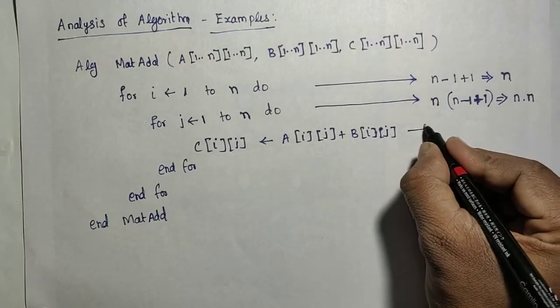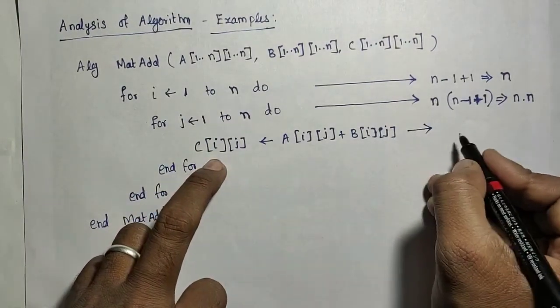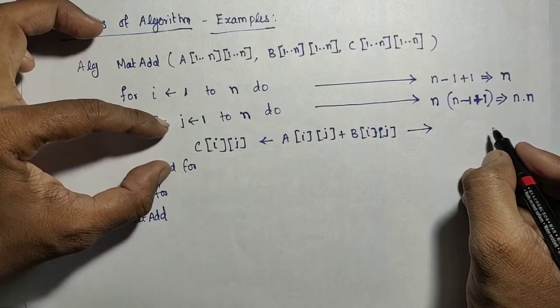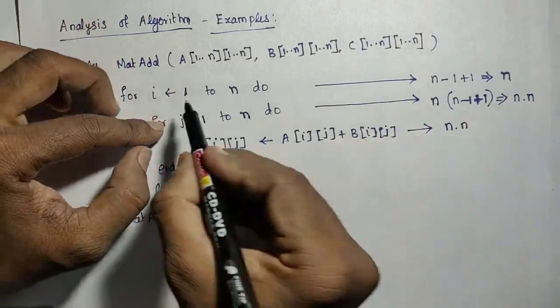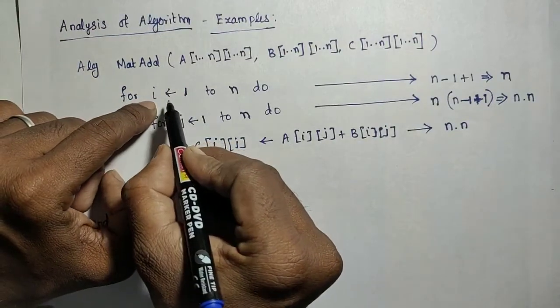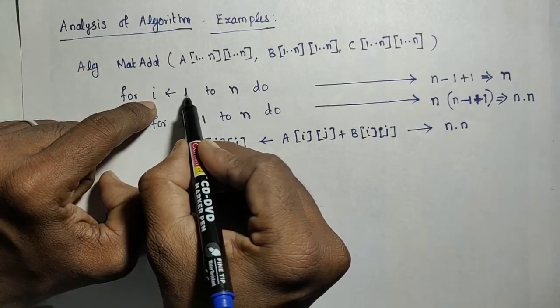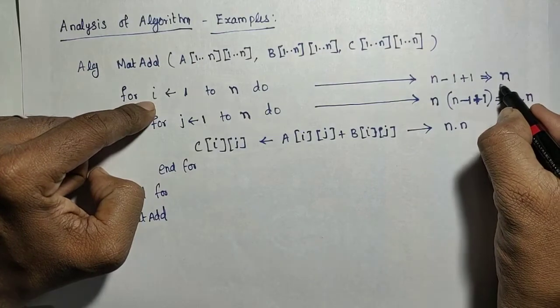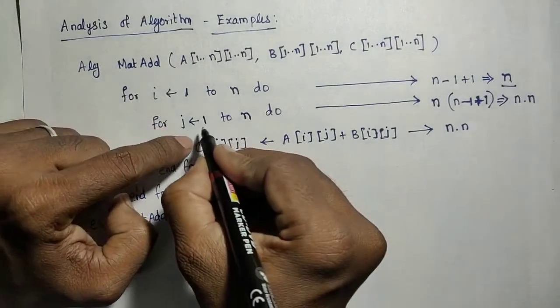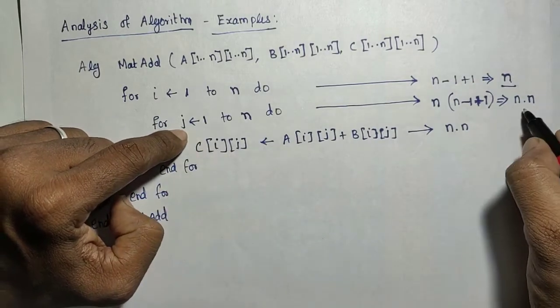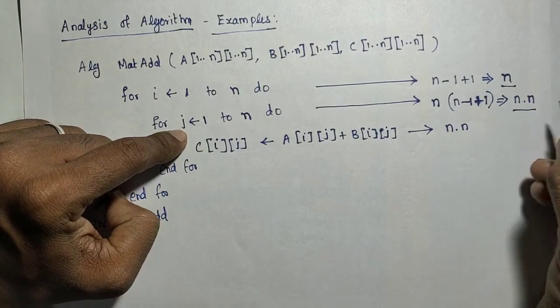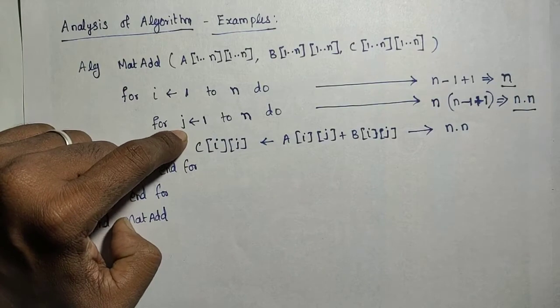So this assignment is going to be executed n into n times. This assignment i equal to 1, i equal to 2, i equal to 3, is going to happen n times. This assignment j equal to 1, j equal to 2, j equal to 3, how many times is it going to happen? N into n times.